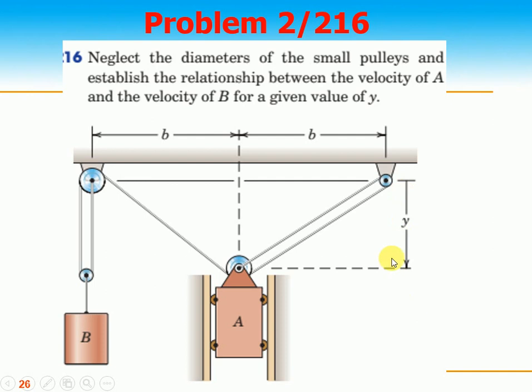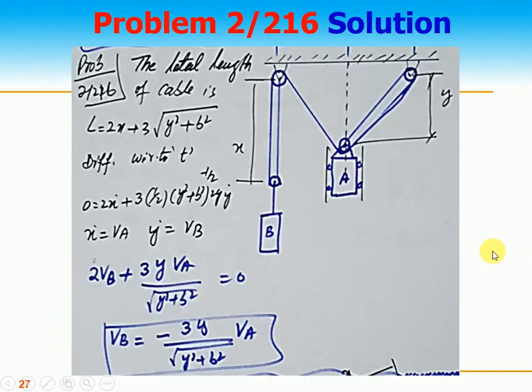I took this as Y, this is B, this is given in your equation, right? So this is Y, this is X, this is B. Now, length of the cable. Length of the cable is 2x, of course, plus 3 times of this. 3 times of what is this? Square root of y square plus b square, plus 1.